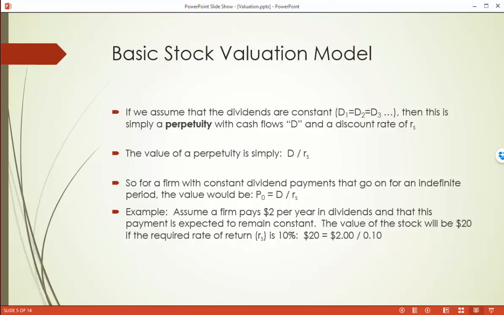So for a firm with a constant dividend payment that goes on forever, our value, P sub 0, is equal to D over R sub S. So as a quick example, let's look at a firm and assume that they will pay $2 per year in dividends. That's going to remain constant forever. And that the discount rate is 10%.